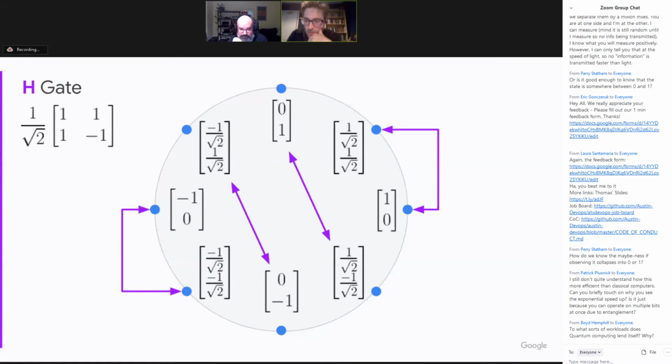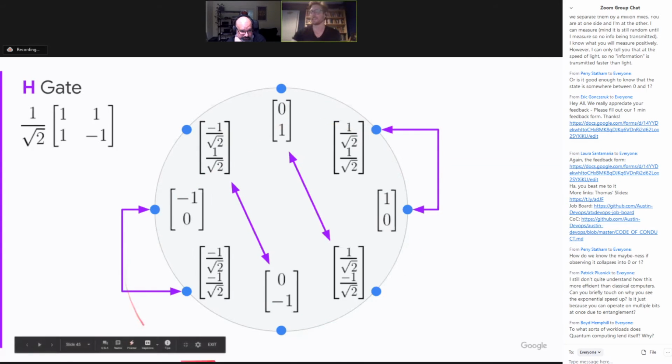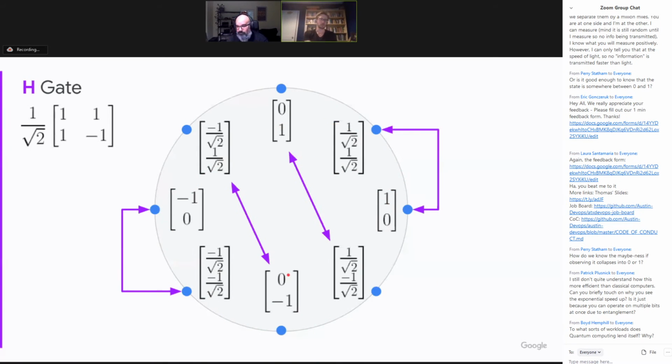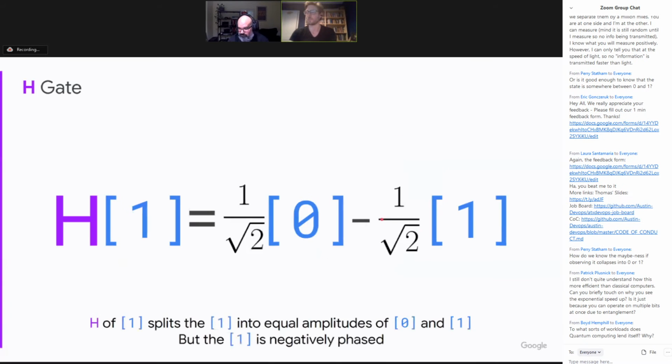Okay, how do we know the maybiness if observing it collapses into a 0 or a 1? That's a great question. If I handed you a qubit and you didn't know its background, where it came from, you don't know anything about it, you're just seeing it for the first time, I hand it to you in some sort of freezer. If you want to look at it, it could have been in any of these states, but as soon as you look at it, it just becomes a 0 or a 1. So you're never going to know what state it was in.